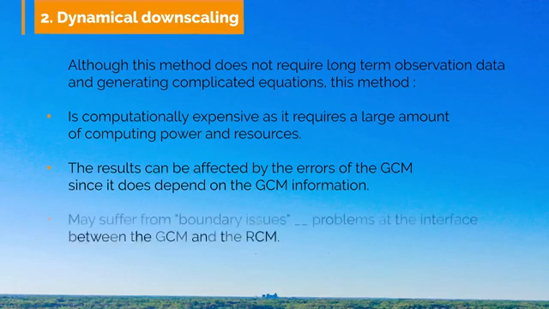Finally, RCMs and GCMs may suffer from what we call boundary issues, problems at the interface between the GCM and the RCM. This issue arises because of the one-way interaction between the GCM and the RCM, leading to mismatches or unrealistic values of atmospheric variables like moisture or temperature at the RCM boundaries.